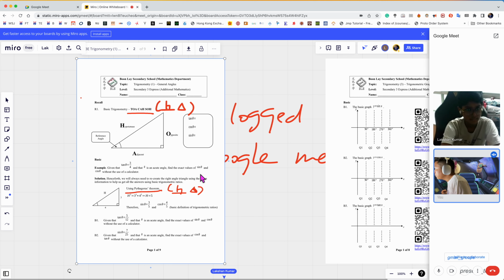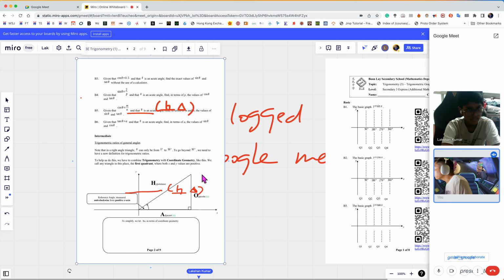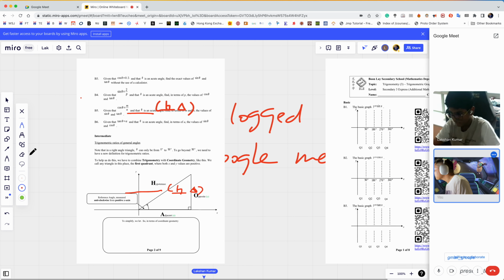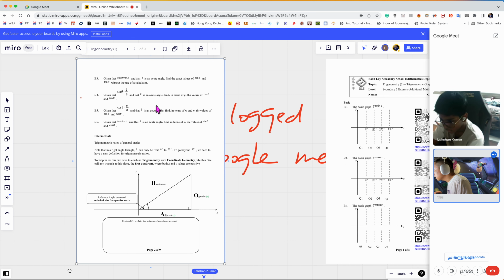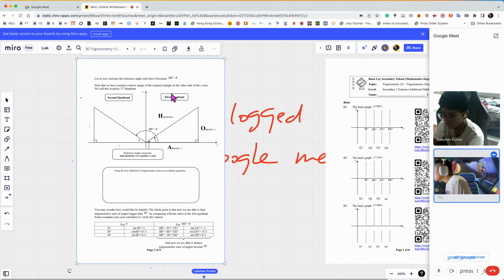I'm flipping to page 2 of your word file. So what I see is they continue to talk about this, I think it continues like Tokaso. So probably I need to flip to the next page, which is page 3. On page 3, they start to talk about the quadrant stuff, right?